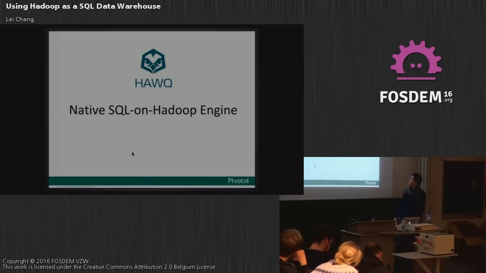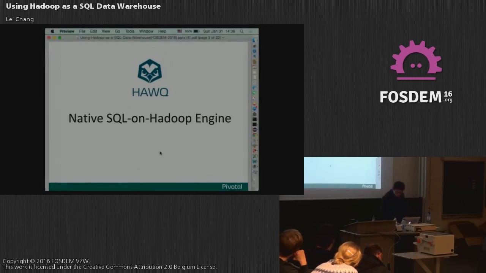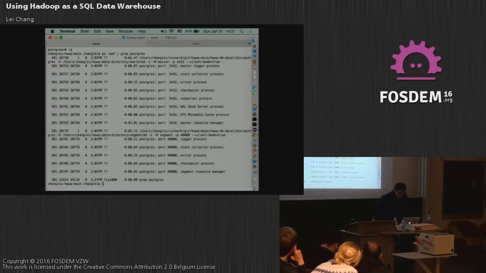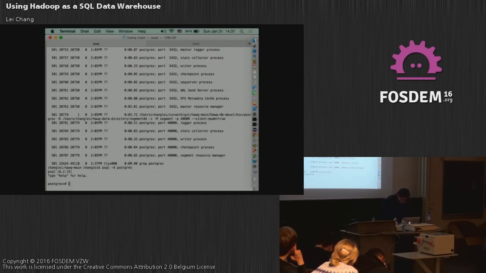So Hawk is a native SQL on Hadoop engine. In order to give you a basic sense of what it is, I will first give you a demo. You can see here, I installed two segments. One is a master segment, and the other is the slave segment. So this is the master segment, and this is the slave segment. A segment is just like a single node database. So Hawk is like a multi-node Postgres on top of HDFS. Now we have two nodes, then you can use Hawk just like Postgres.